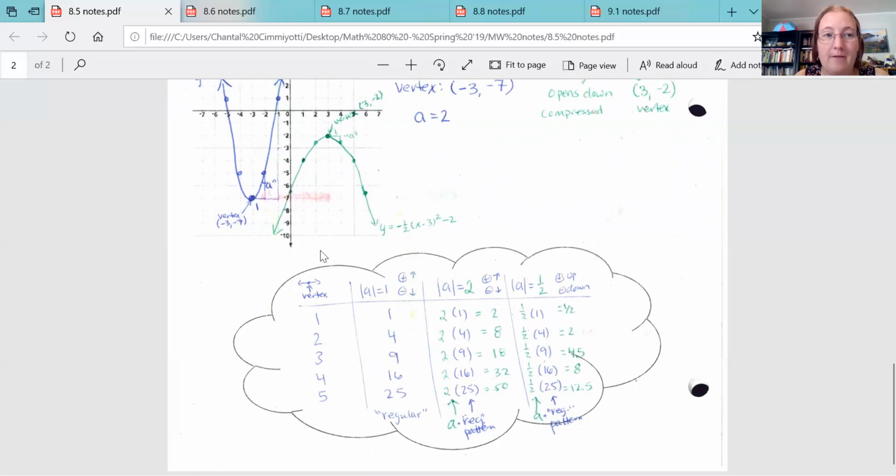So that is 8.5. There's more to come on vertex in lesson 8.6, as well as just graphing, more on graphing in 8.6 and more on vertex.